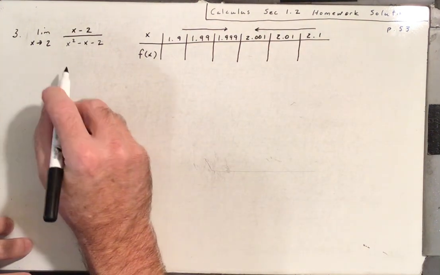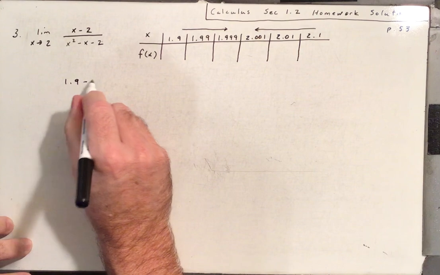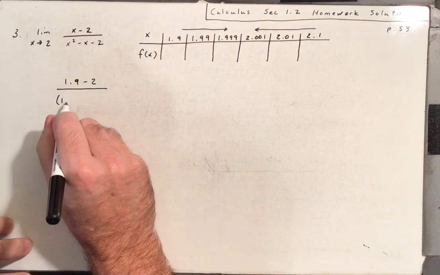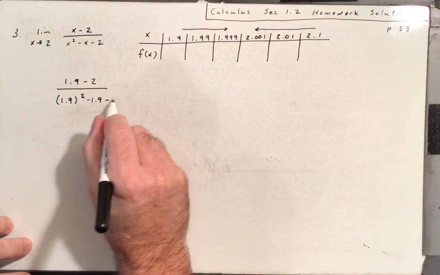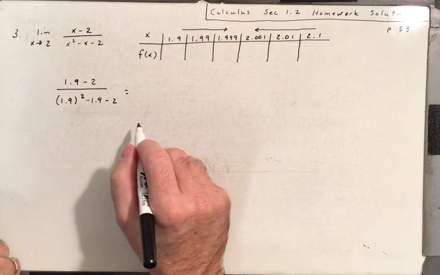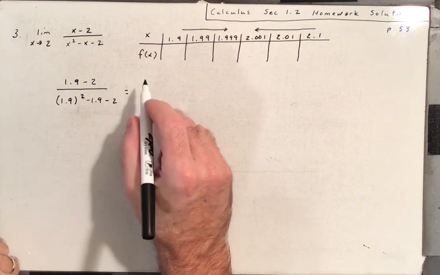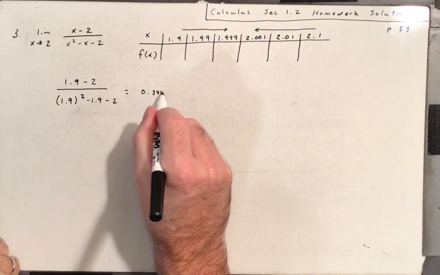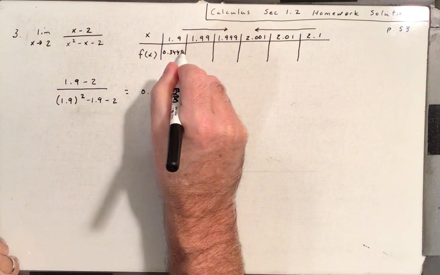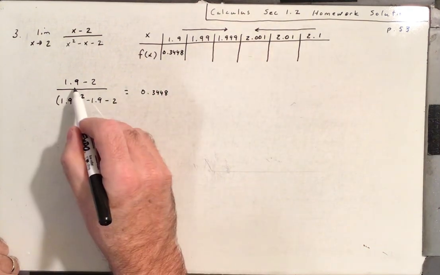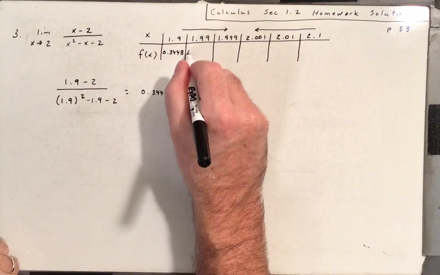So I'll do the first one. We would have 1.9, right? We're going to plug in 1.9 minus 2 over 1.9 squared minus 1.9 minus 2. And when you put that in your calculator, you'll get 0.3448. So that's what we're going to put here. I know that you can plug things in and put them in your calculator, so we'll put in 1.99 and then 1.999. And here are your answers as you do that.